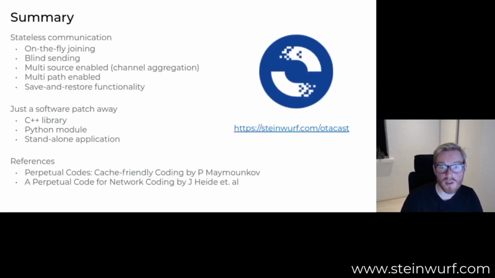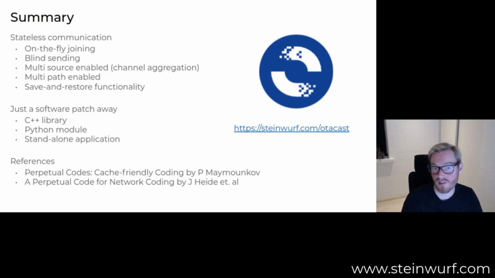So in summary, what we have with the OTAcast solution based on the Perpetual code is a solution with fully stateless communication, which means that we have on-the-fly joining. So devices can come in and out of range of the sender seamlessly. We have blind sending, which means that the sender can send without having any feedback or communication to the receivers and do it in a super efficient way.